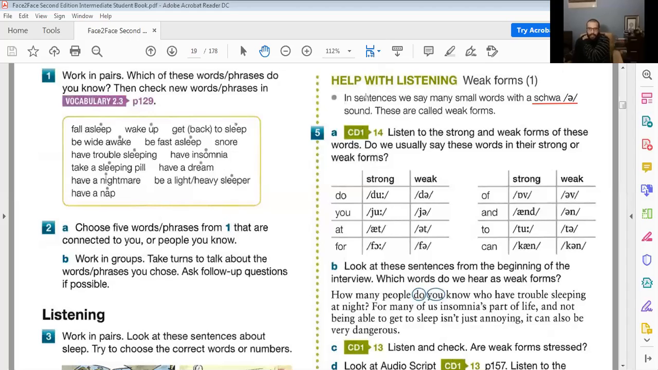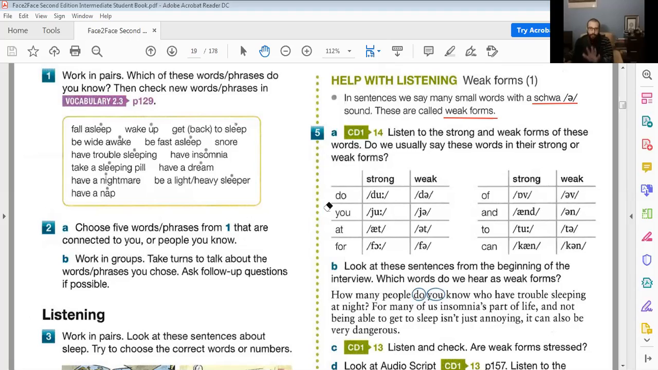So it says here, in sentences, we say many small words with a schwa sound. These are called weak forms. So this is what we want to focus on in this exercise. Here, I'm going to show you how this list of words sounds. Because in an English classroom, most of us are used to the strong form, right? So if I ask you to read this, all of you, including myself, will say do, right? And the same thing here, you, at. This is how everybody reads these words. This normal way of reading is called the strong form.